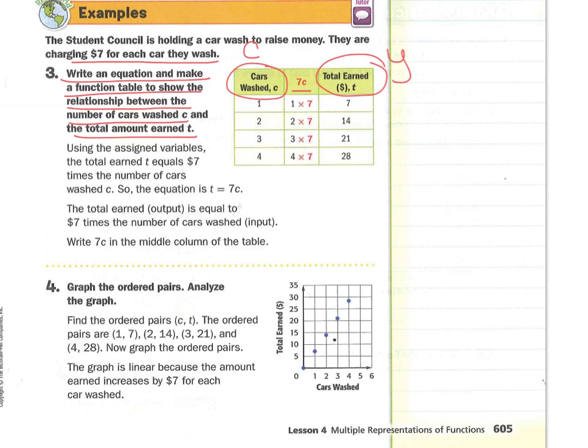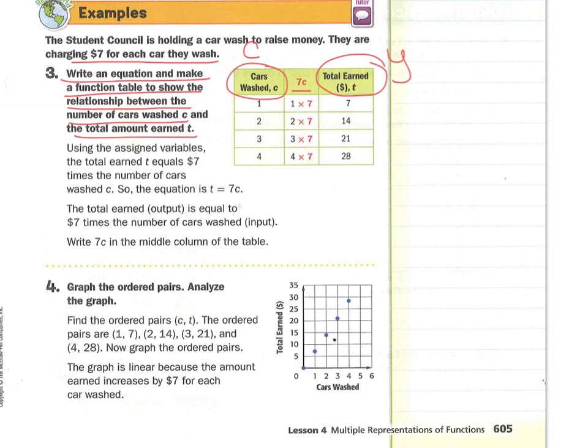So they want to know that we have the values here of 1, 2, 3, and 4. 1 times 7 is 7. 2 times 7 is 14. 3 times 7 is 21. And 4 times 7 is 28. The equation is T equals 7C. Output equals, so whatever happens to the input.